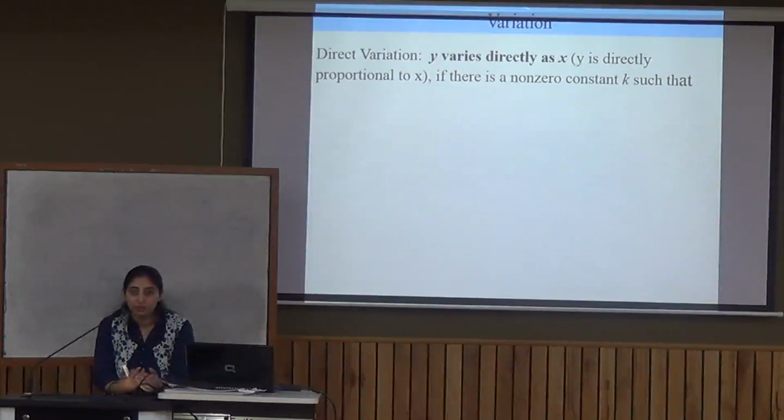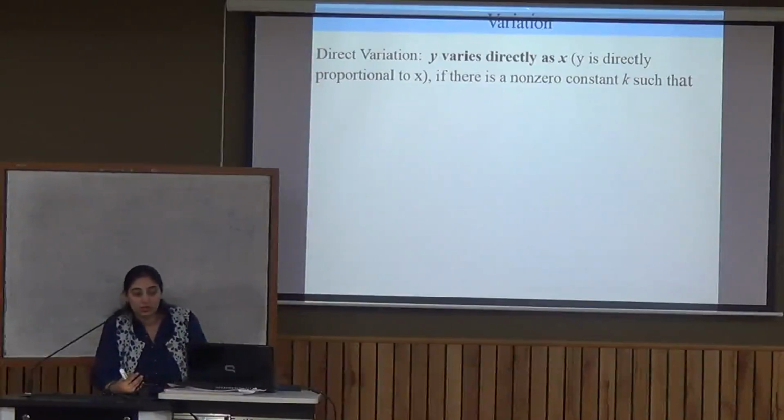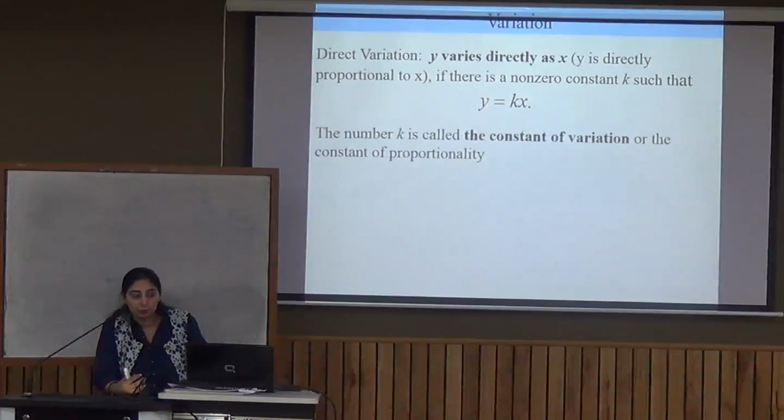Direct variation is where y varies directly in proportion to x. If there is a non-zero constant k such that we can write it in the form y is equal to kx, where k is known as the constant of proportionality or constant of variation.